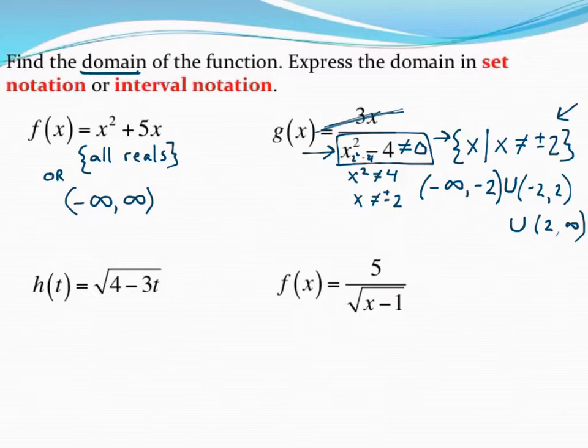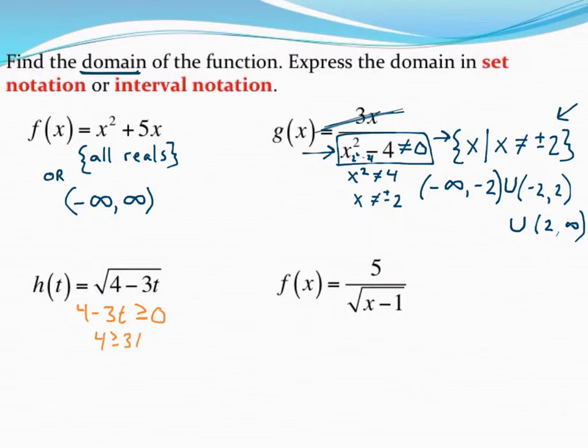I never want to take the square root of something negative. I'd get an imaginary answer, and those won't show up on graphs. So when you're dealing with square roots, I want to make sure that what's underneath that radical is greater than or equal to 0. It's just a fancy way of saying positive or 0. 0 is fine because I can take the square root of 0.